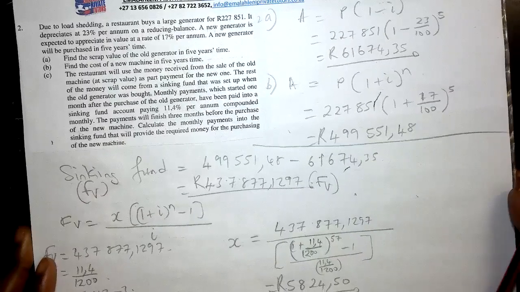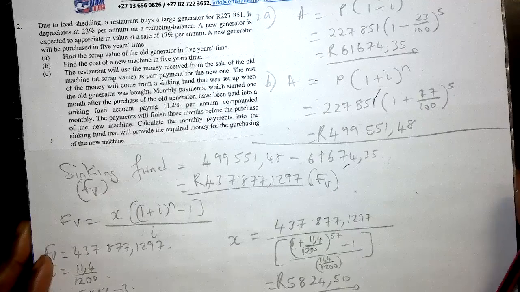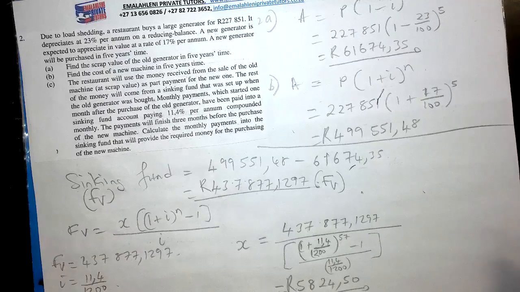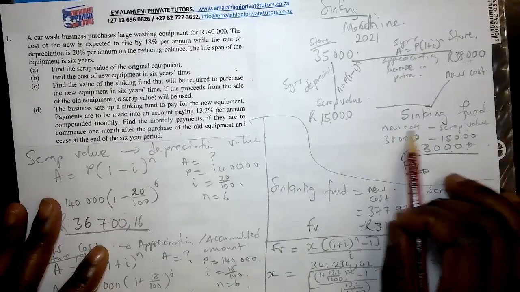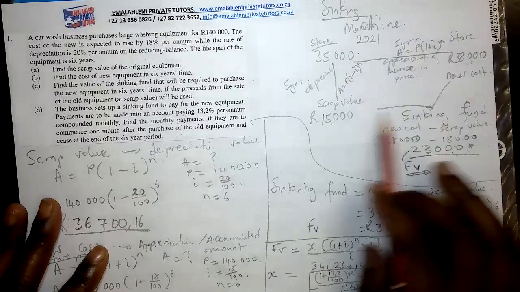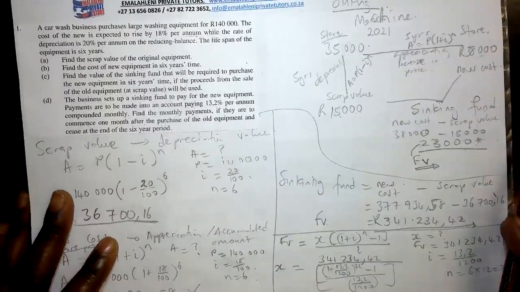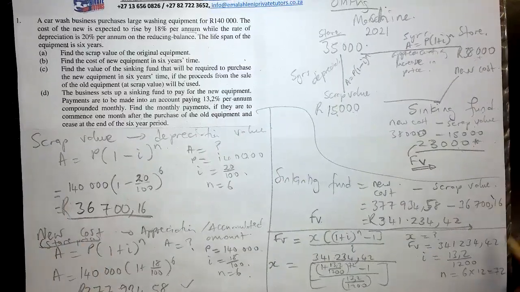So I hope you understand this part of sinking fund. What you have to master is that if they just ask you for the sinking fund, you know that I must first get the appreciation. I must also get the depreciation. Then I subtract the two. Then I get the sinking fund. I think I've already explained clearly how you get your sinking fund and how it actually works when you're dealing with sinking funds. So I hope you understand.